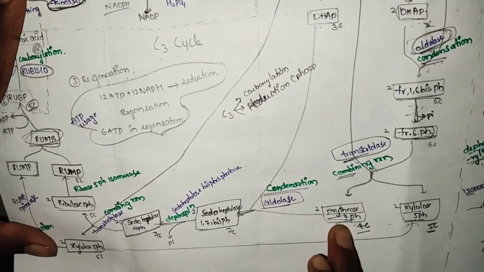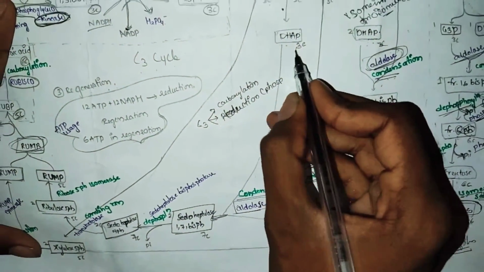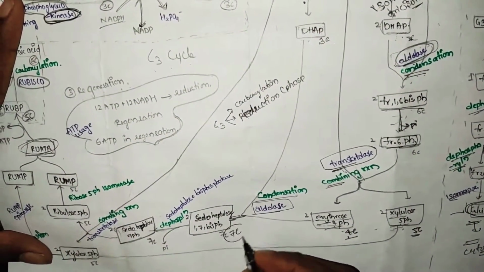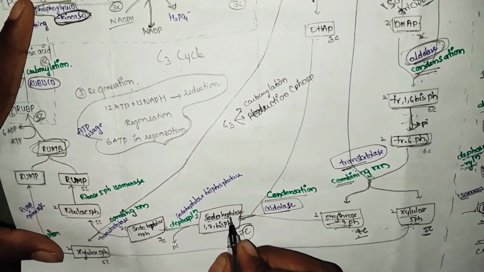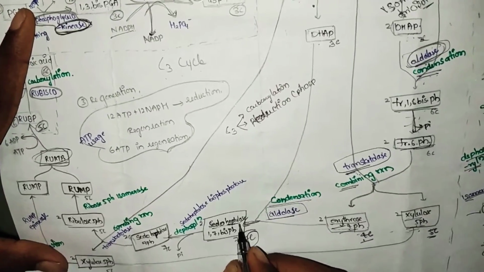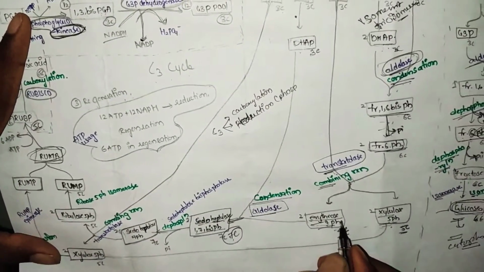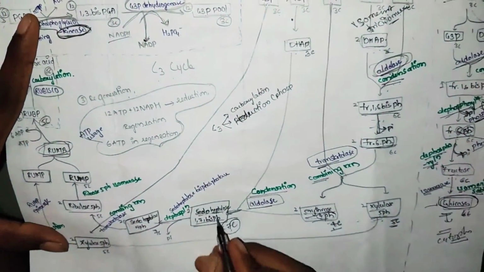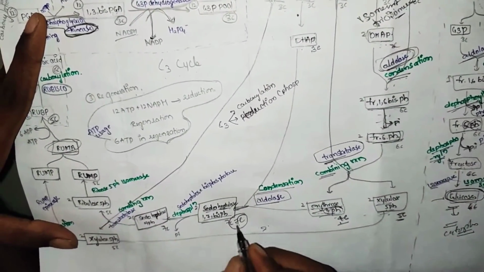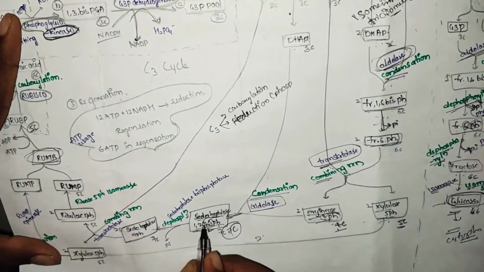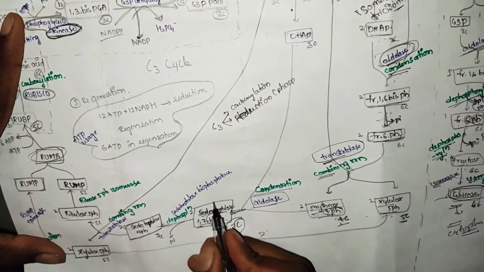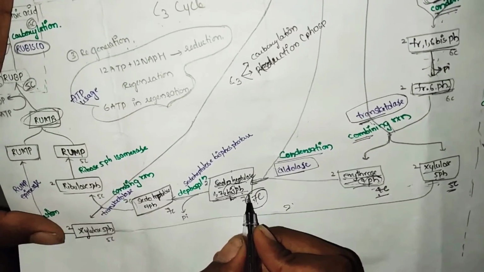In presence of aldolase, a 4C compound and a 3C compound result in a 7C compound, 7 carbon compound. 7 carbon means pseudoheptulose. Hepto means 7, so sedoheptulose 1,7 bisphosphate. Here 1 phosphate, here 1 phosphate, so 2 phosphates. Indirectly it is called a bisphosphate. 1,7 means the first carbon has a phosphate and the 7th carbon has a phosphate.